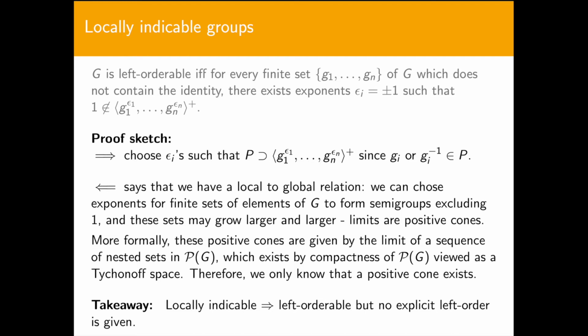More formally, these positive cones will be given by the limit of a sequence of nested sets in the power set of G, which will exist by compactness of the power set of G viewed as a Tychonoff space. Therefore, because these limits are given this way, we only know that positive cones exist, but we don't know what they look like. The only thing I want you to remember from this is that locally indicable implies left-orderable, but no explicit left order is given by the local indicability.